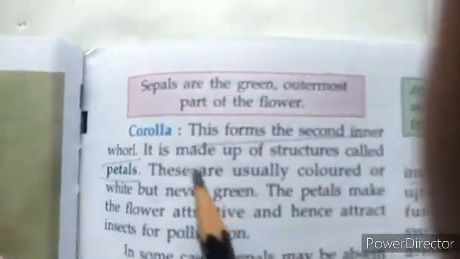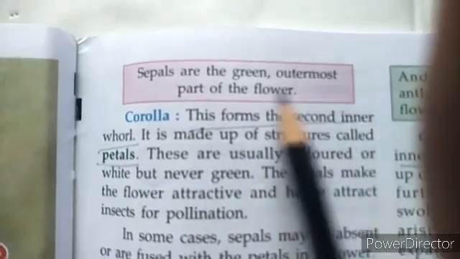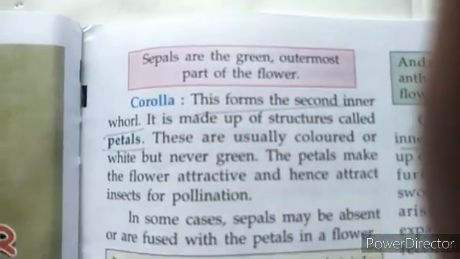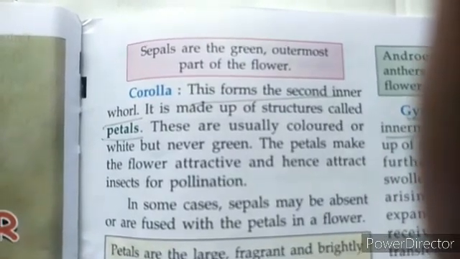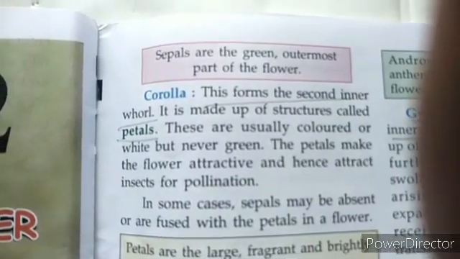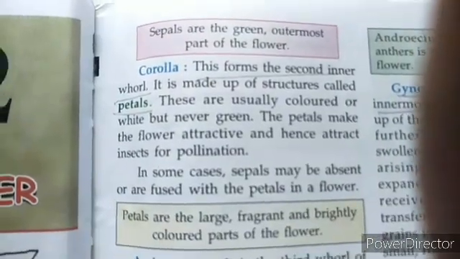Sepals are the green outermost part of the flowers. So I believe by now sepal is clear. It is the green outermost part of the flower. And now we go to the next one.